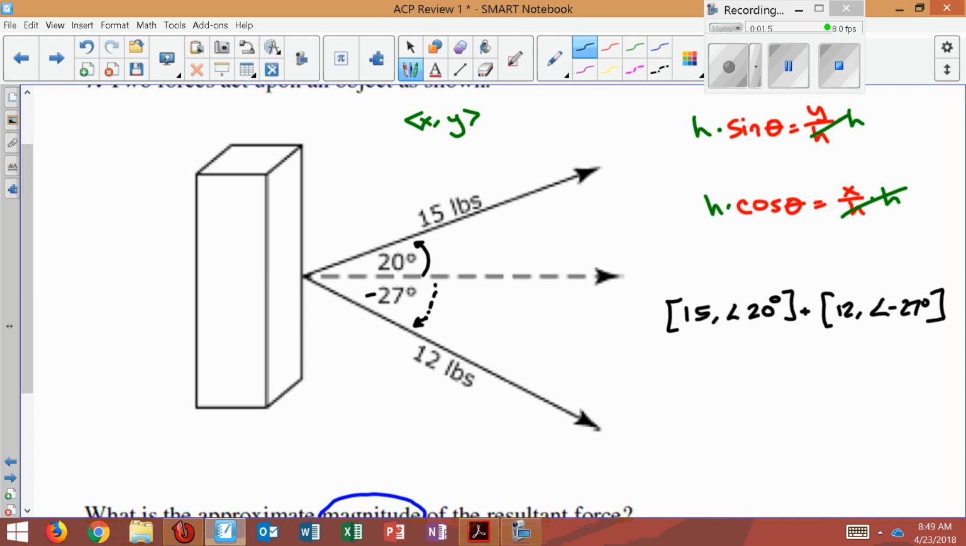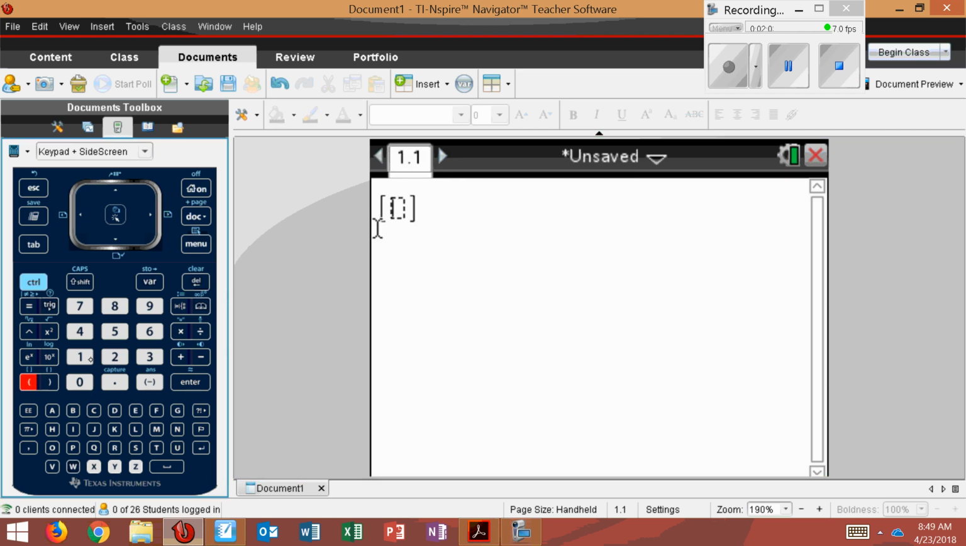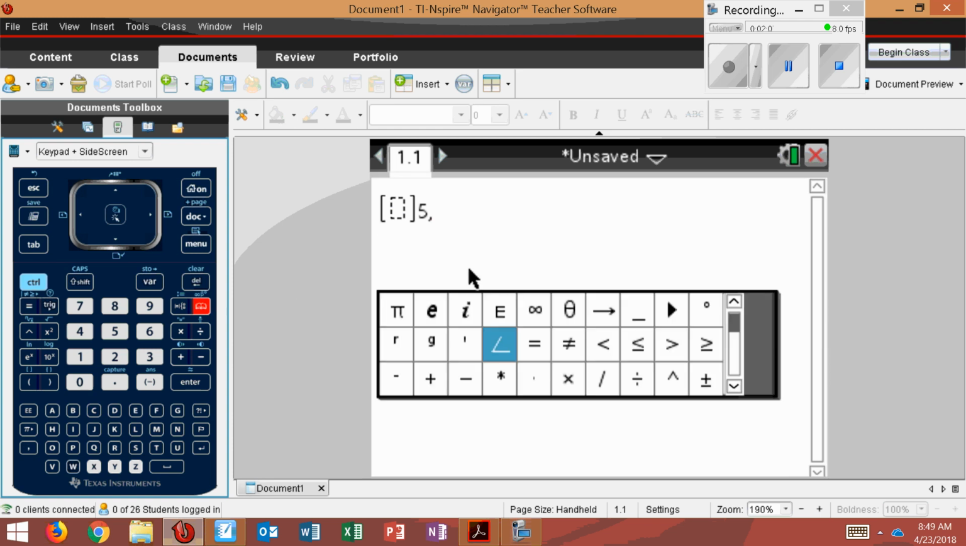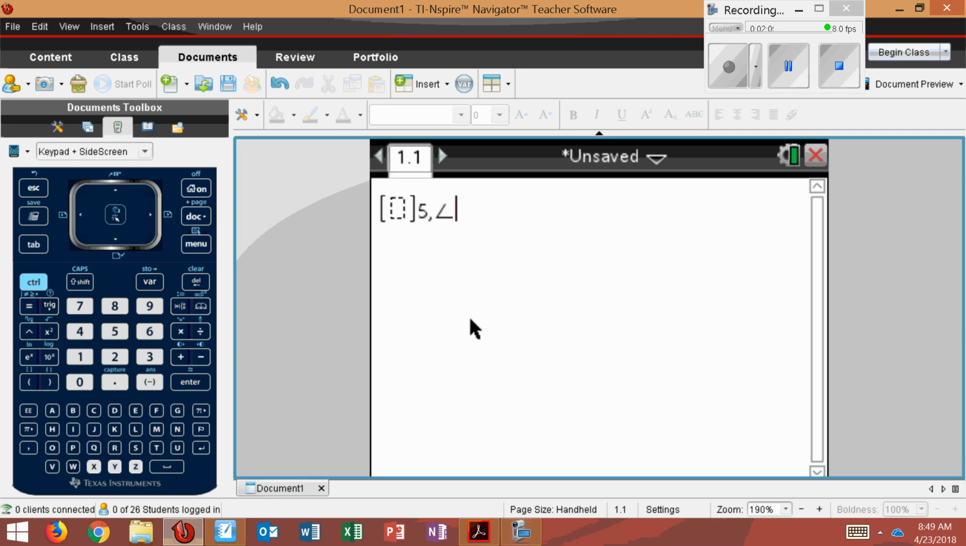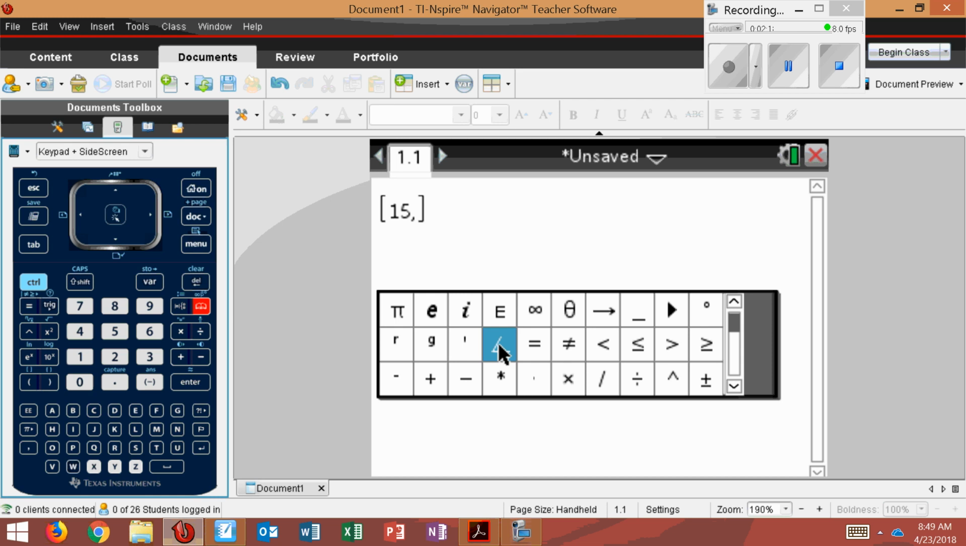If we type that in the calculator and press enter, it'll calculate it for us. So let's go over here. I'm going to go to calculator, do control parenthesis, that gets the bracket. We have 15, comma, and to get an angle, we press control book. And there it is in the second row. I just realized. There you go. Let's try this again. 15, comma, control book, angle.